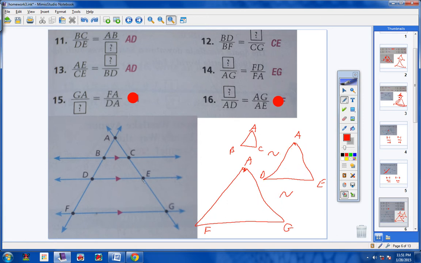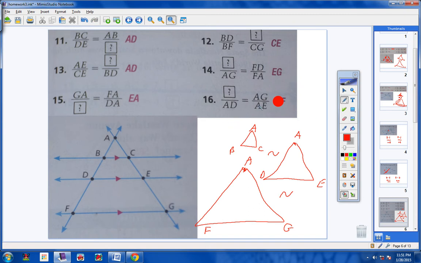As I realized we were dealing with whole sides of triangles, I jumped over here to my triangles, okay? FA over DA equals GA over AE. It's got to be AE or EA. And there it is. Okay, moving on to the last one here.